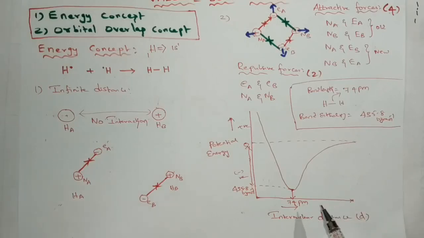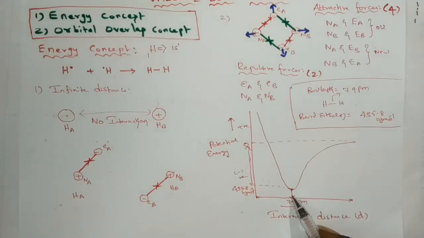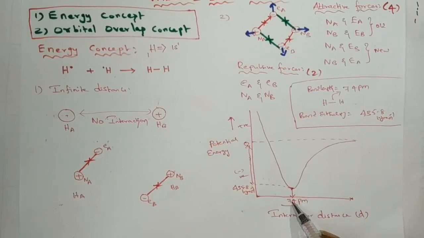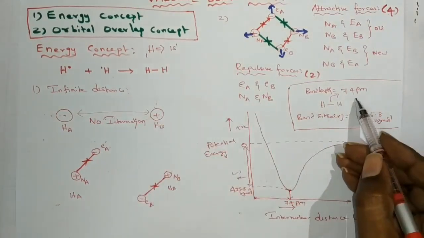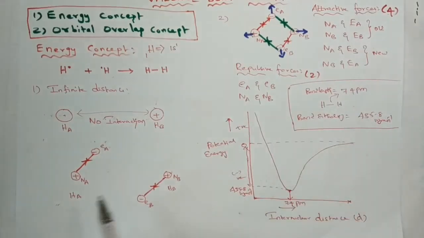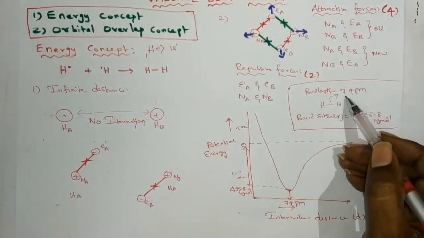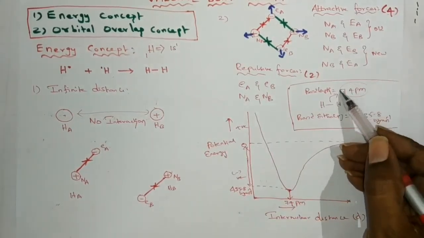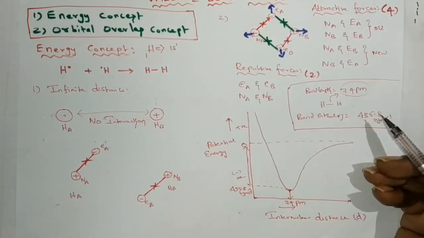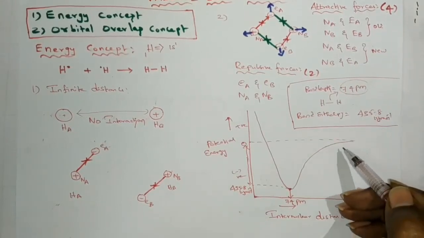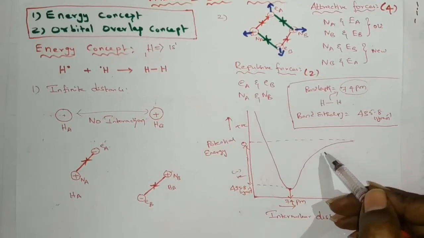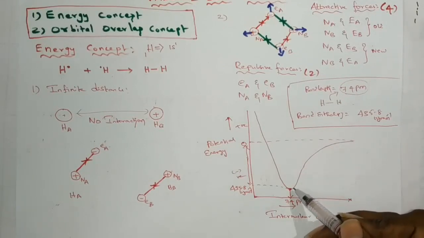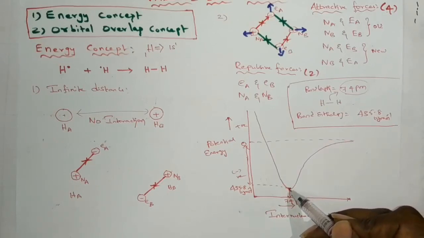Right. So when the bond is formed, at this particular internuclear distance, this hydrogen-hydrogen bond is formed. The bond length is the internuclear distance here. That is your 74 picometers. Also, when the atoms approach closer, the energy keeps on decreasing, and it reaches a minimum.